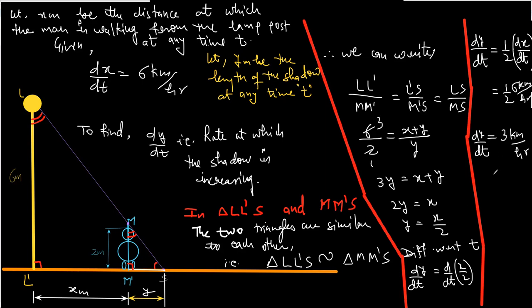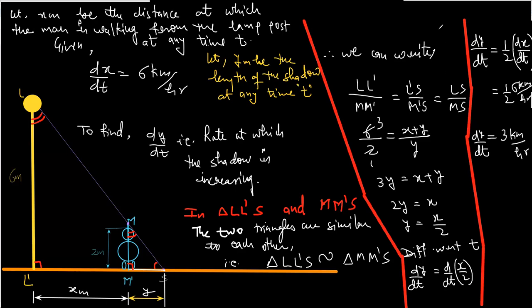This is the rate at which the length of the shadow is increasing. So here all of you saw that we found the rate at which the length of the shadow, see this is the length of the shadow, M dash S. The length of the shadow is increasing at what rate? 3 kilometers per hour, which we had taken as y. So we found dy by dt.